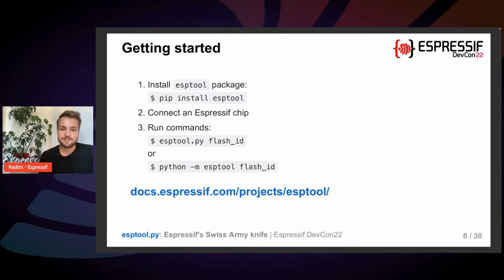How to get started with esptool? esptool.py is hosted as a package on the PyPI index. So if you have Python 3.7 or newer installed, you can just call pip install esptool. Then you just need to connect an Espressif chip, and you can run your commands like esptool.py and the command, or python -m esptool and your desired command. You don't have to remember all of this. Just visit our documentation, and the installation guide is there for your convenience.